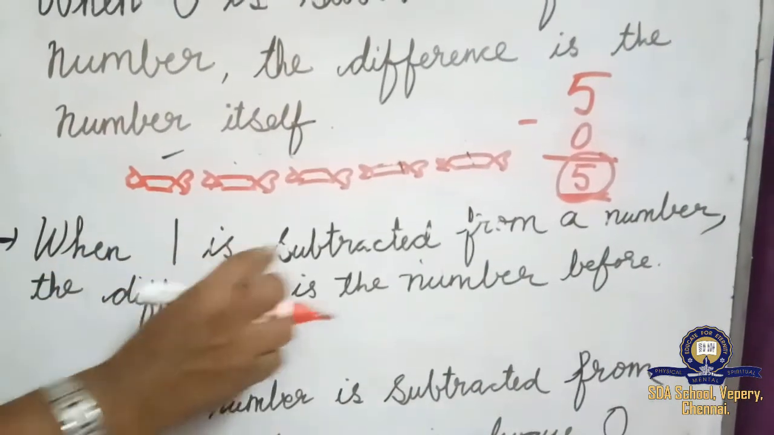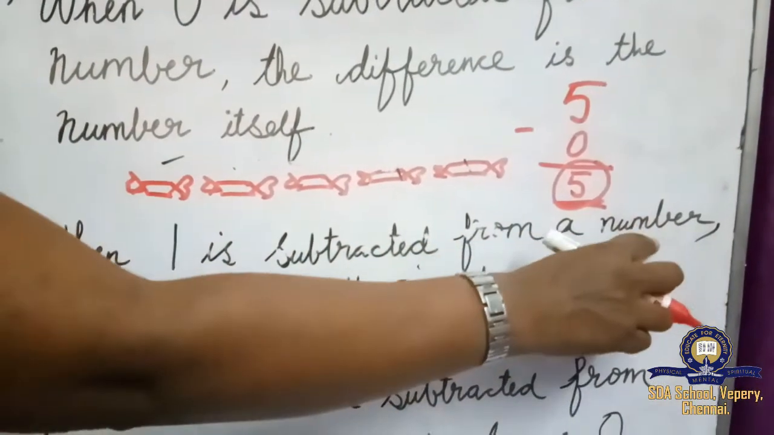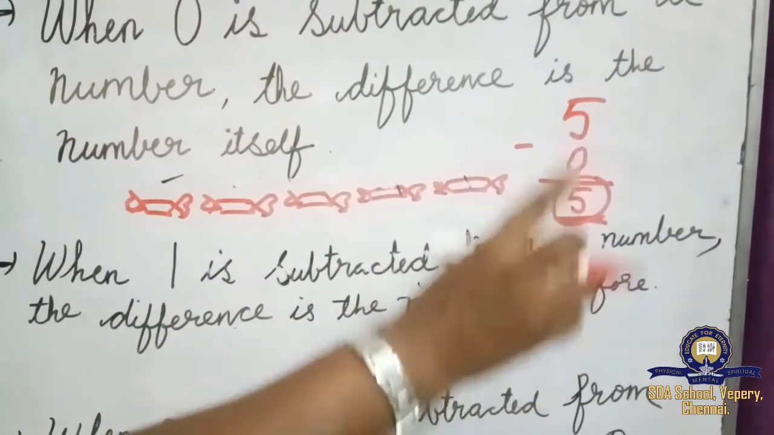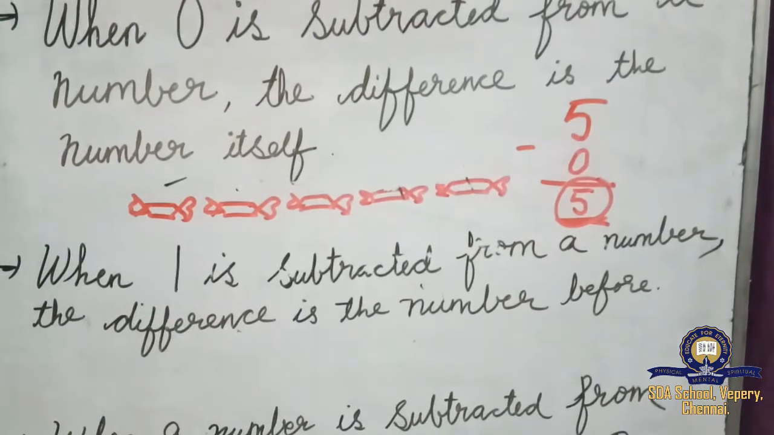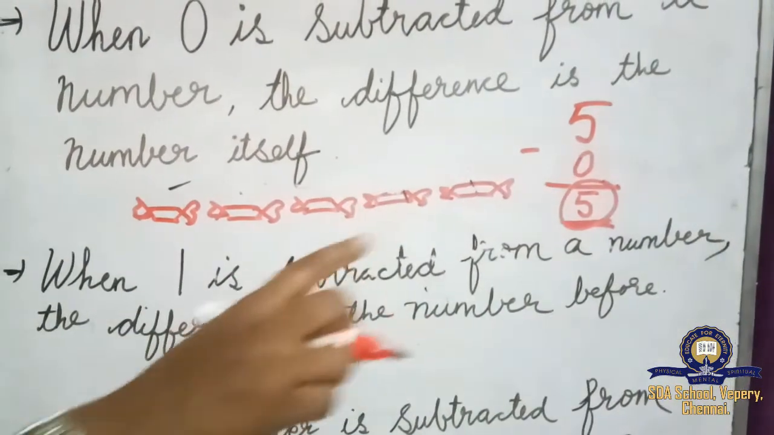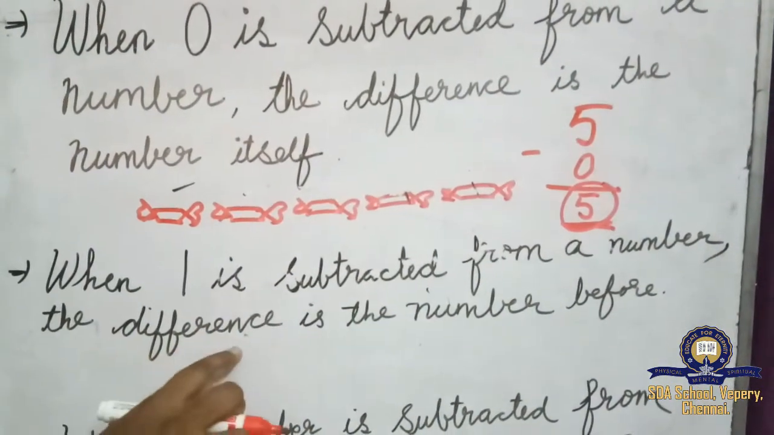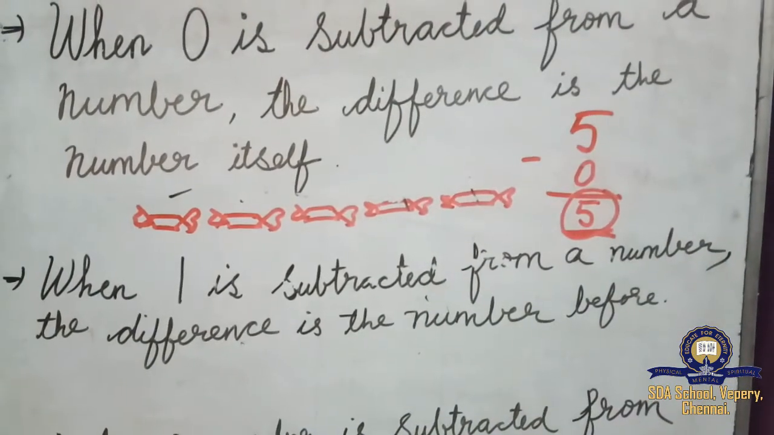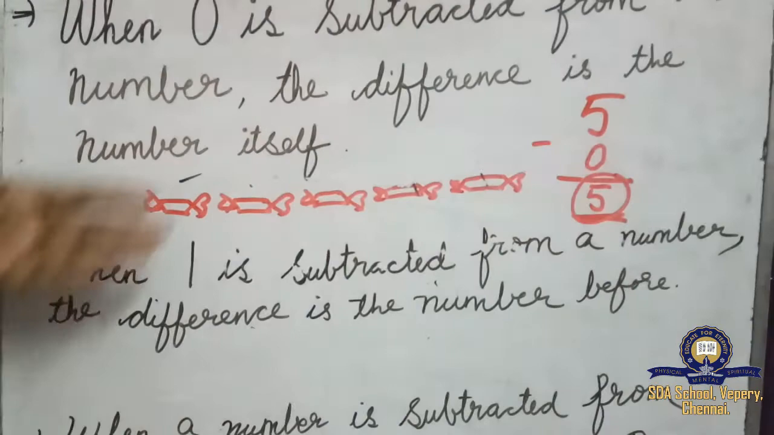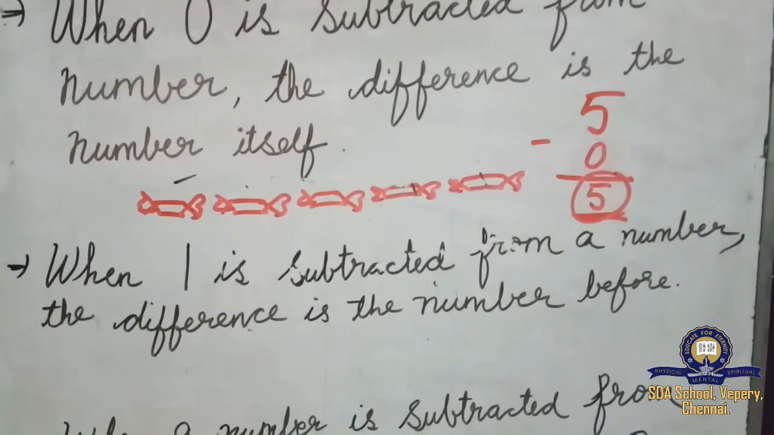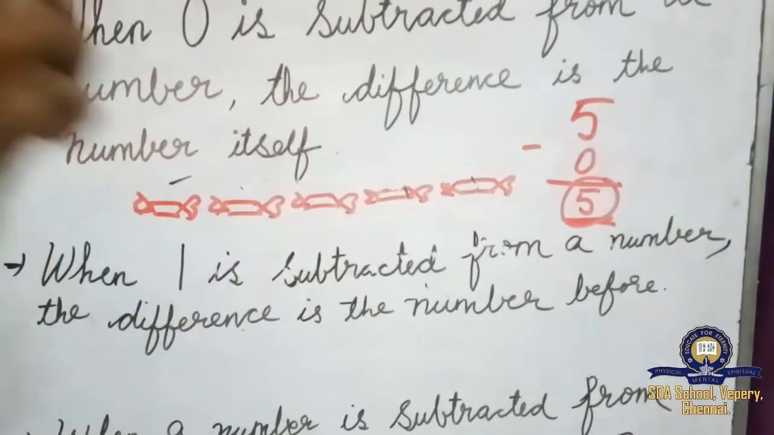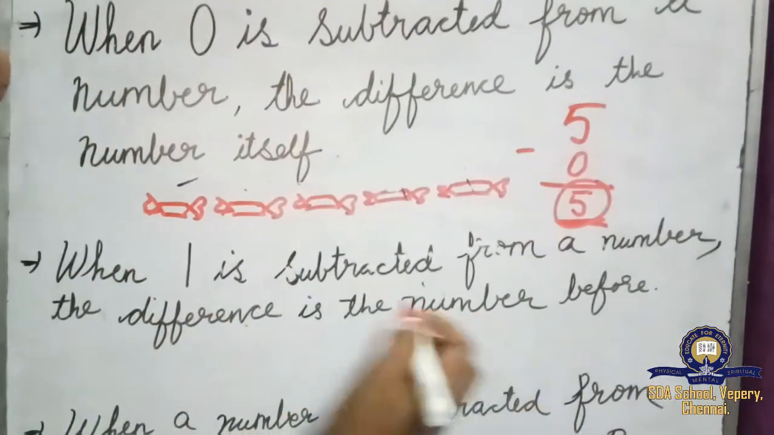Okay, now see here. When 1 is subtracted from a number, the difference is the number before. Okay, children, see the same example. Let's take the same example. You're having how many chocolates? 5 chocolates. When 1 is subtracted from 5, okay, the same thing.